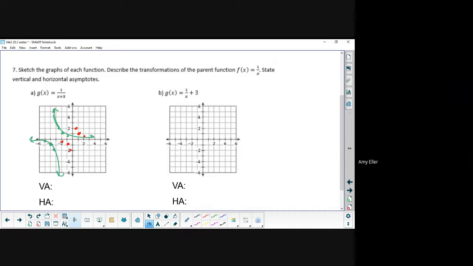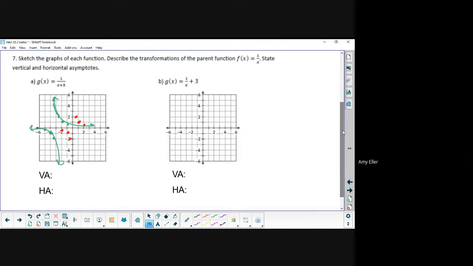There's dots everywhere. I will want to see you connect the dots where appropriate for your final graph. So don't just leave me a bunch of dots for your graph.